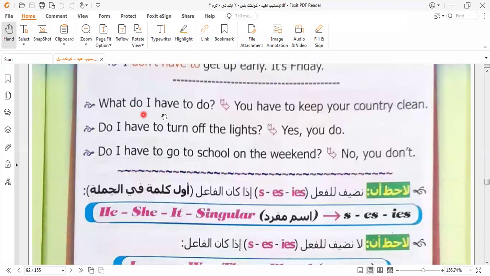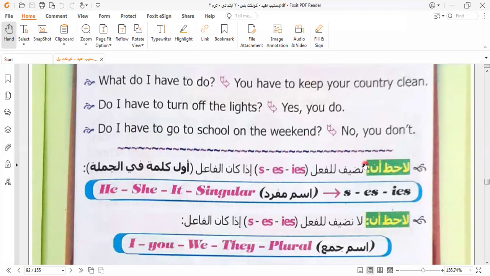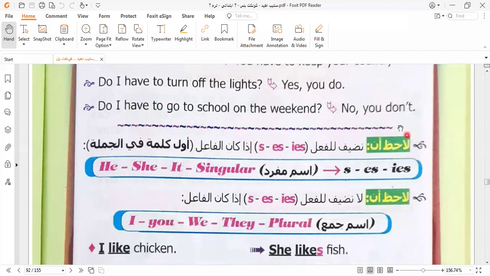What do I have to do? You have to keep our country clean. Do I have to turn off the lights? Yes, you do. Do you have to? Do I have to go to school on the weekend? No, you don't. Okay? No, you don't.